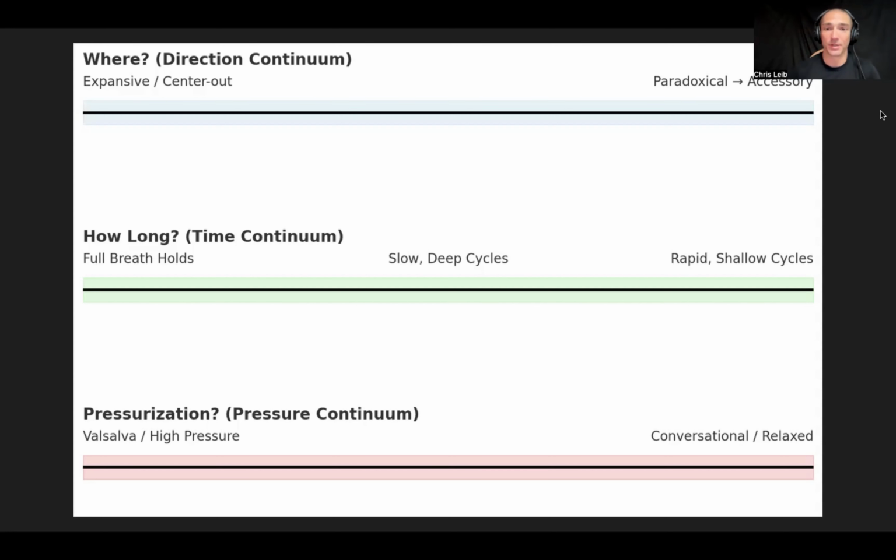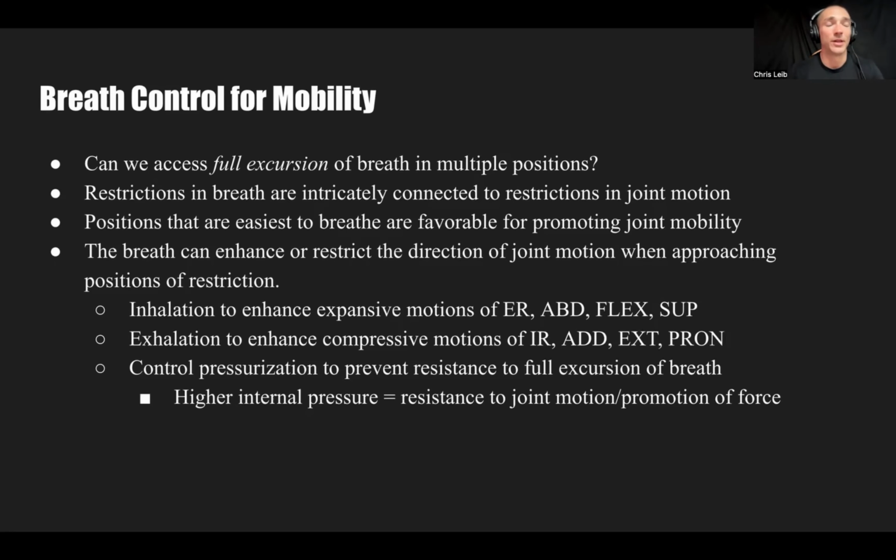But on the other side, obviously, it's really important to be able to relax, and when the time comes to not overbreathe, that you know how to do that and you have the potential to do that. So that will bring us into some different things that we may use breath control for in the clinic and in our own practice. So for mobility, we can look at a full excursion of breath in multiple positions as what we're trying to attain when we're looking at optimal joint mobility.